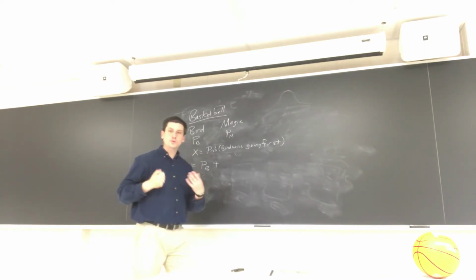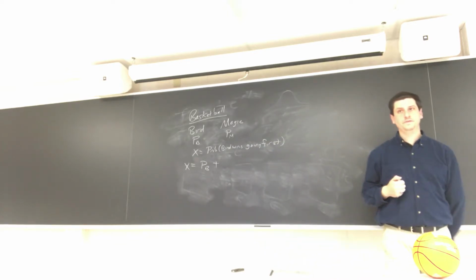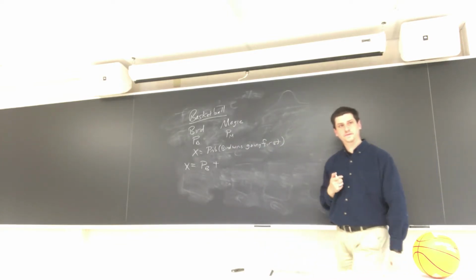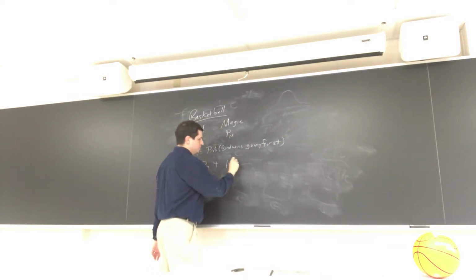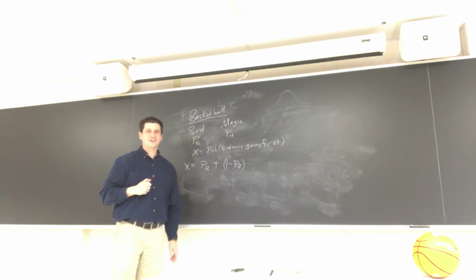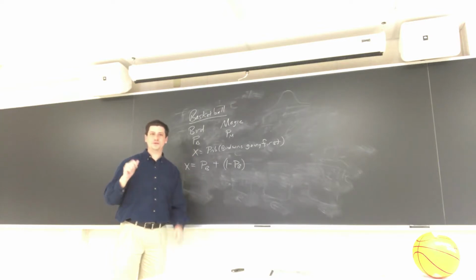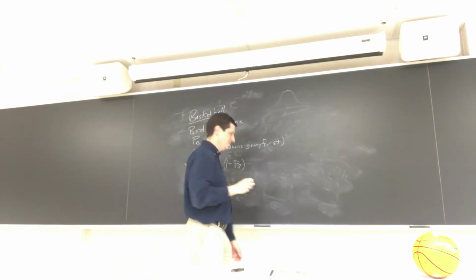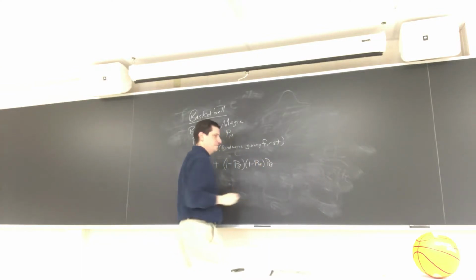What's the probability Bird wins on his second shot? 1 minus P sub B times P sub B. Almost. This is the probability Bird misses, times P sub B, the probability that Bird then makes it. But we're missing something else. After Bird misses, what must happen? 1 minus P sub M. Magic misses, and then Bird gets it.